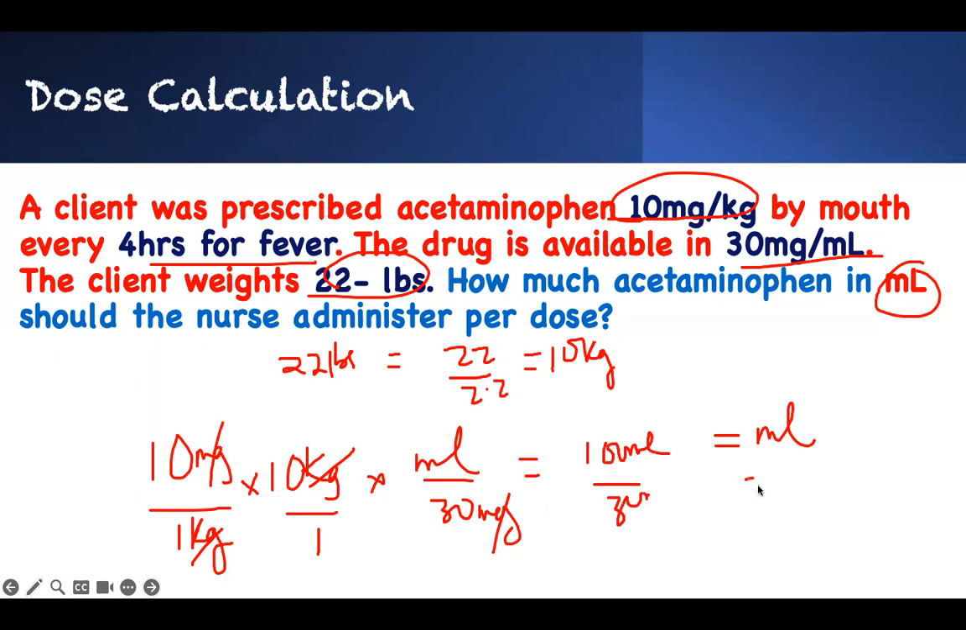And therefore, this will be 3.3, depending on what they say. If they said round to the nearest, you just say 3 ml. So the kid will get acetaminophen 3 ml every time you need it, every 4 hours. Straightforward. Okay, guys.